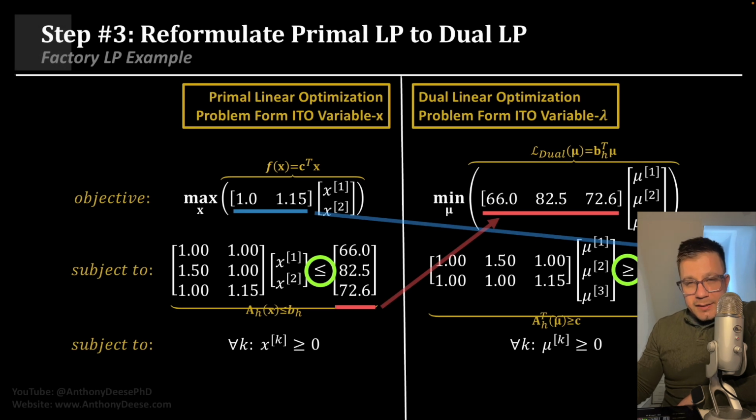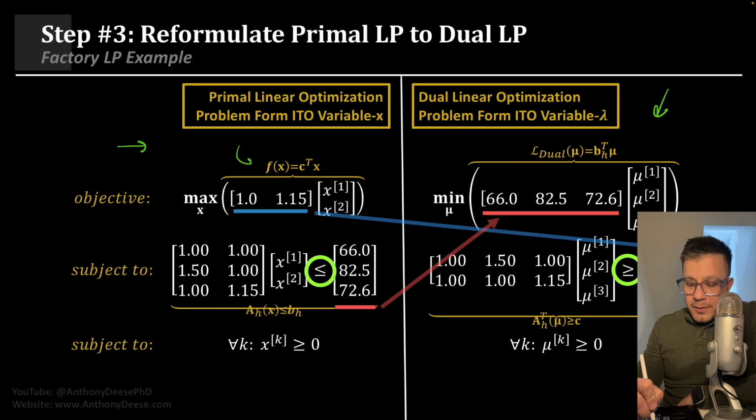Now here, this slide is a pretty close recreation of one of the final slides from the previous module, where we're simply performing the transform between the primal and the dual representations of this linear programming problem. We don't have to derive it. It's a cookie-cutter, predefined approach.